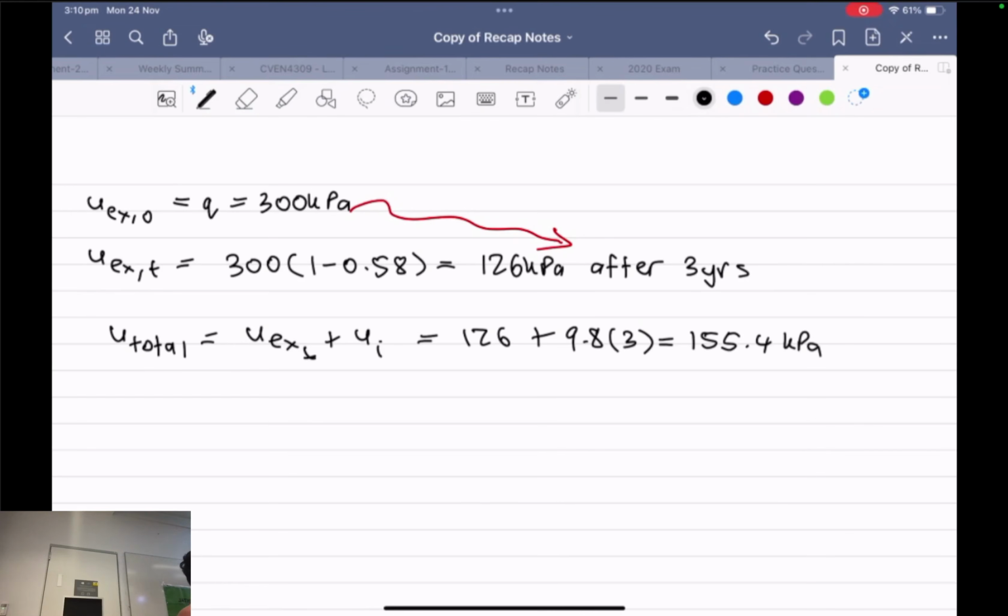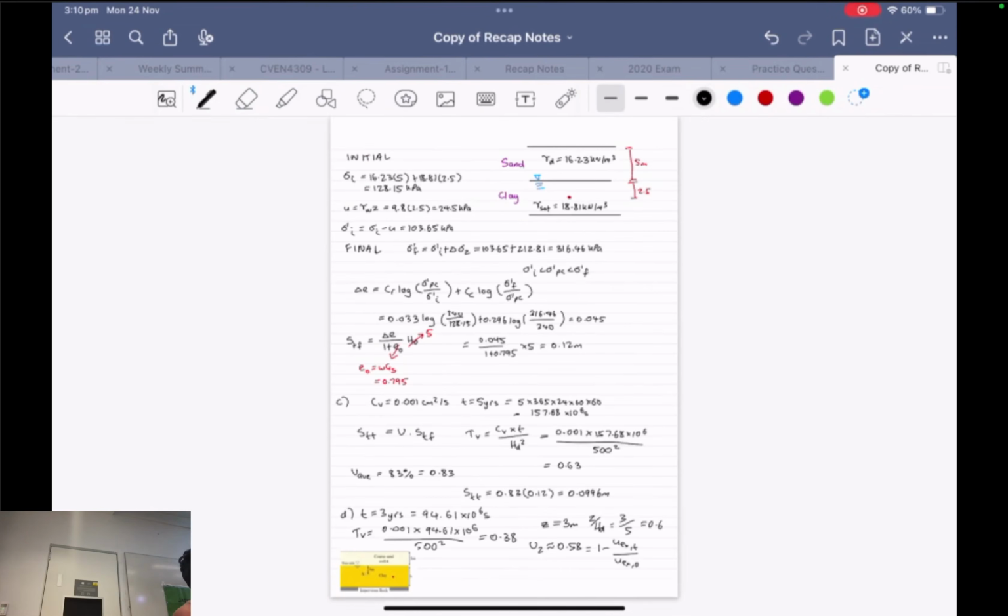Anyone have any questions or want to write anything down from previous? Yep. Sorry? Above C, change in e.